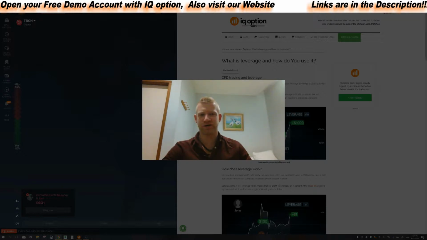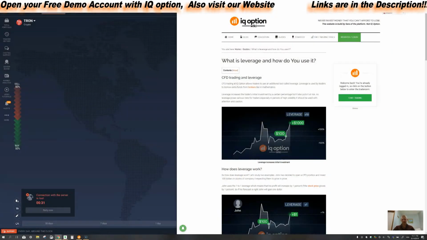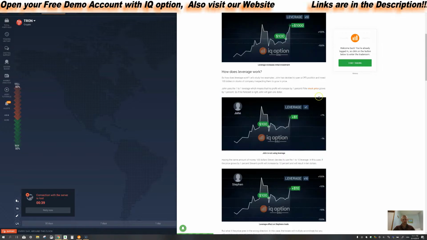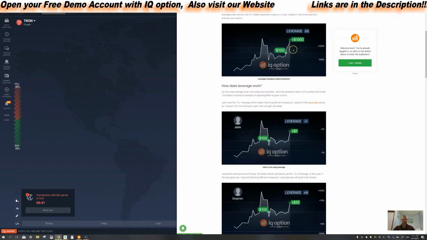Today we're going to talk about leverage, how we use it and how we can use it to our advantage. Let's dive into our website. We have an article about how to use leverage and whatnot. I can use two very good examples there. Basically, what leverage does is it is a multiplier in the IQ Option platform. It's also called the multiplier.